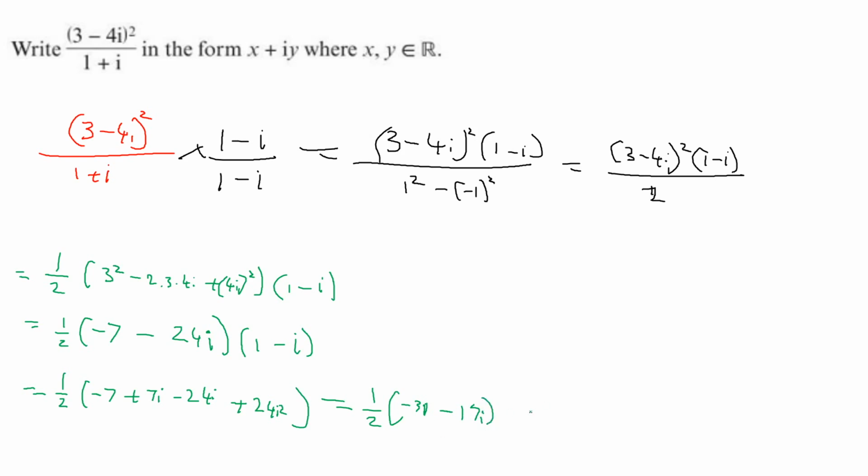And then do half of that, we should get minus 31 over 2 minus 17 over 2i. Okay? So all we're doing, it's kind of like we're rationalizing the denominator. Okay?